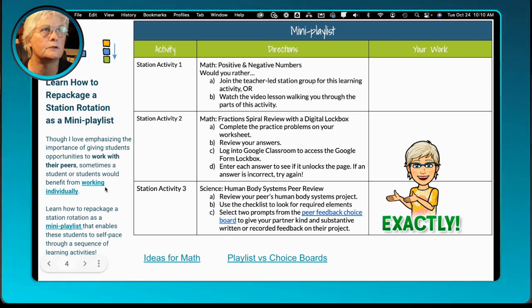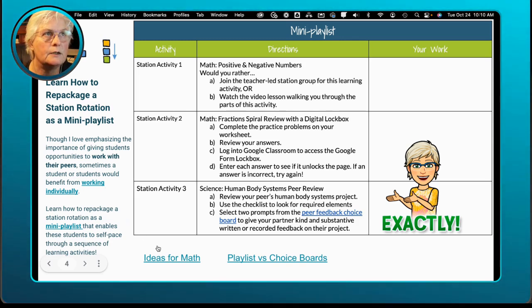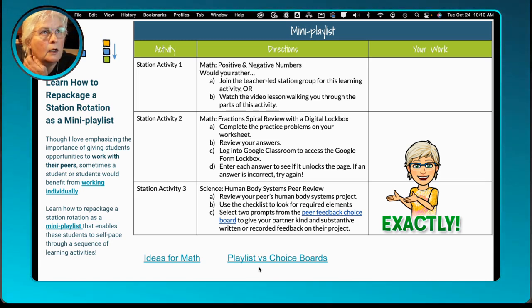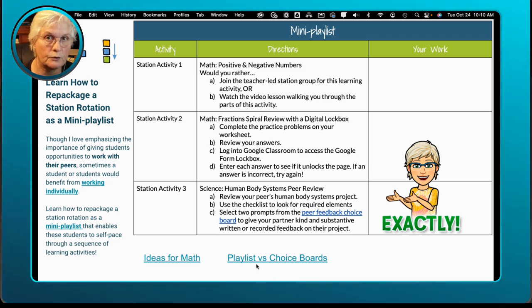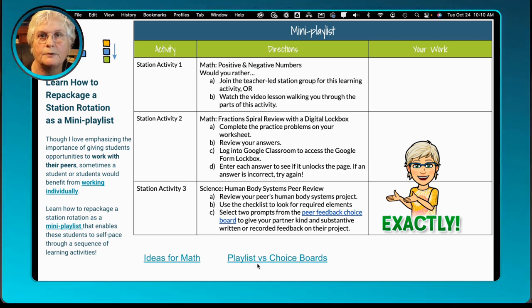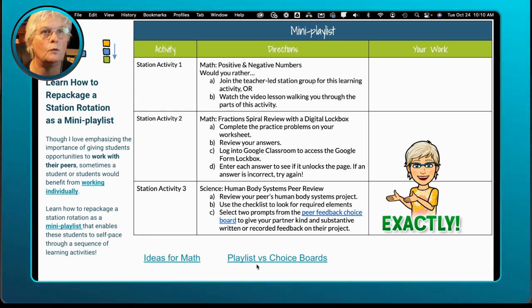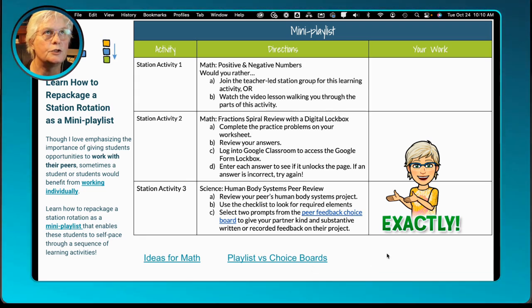All of these links are hyperlinked for you so you can follow them and get more ideas. I have ideas for math here, and I have an article for you on the playlist versus choice boards, because choice boards are another great option for giving the students some voice in what they're going to do when. So check this out.